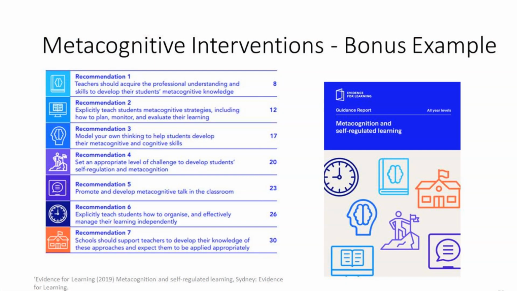Now, a few years ago, Sean Kang and myself updated this document from the Educational Endowment Foundation and situated it into an Australian context. It's called the Metacognition and Self-Regulated Learning Guidance Report, and we were commissioned to do that for the Evidence for Learning group. I recommend you check it out. It's got 7 recommendations here up on screen that you can read through. If you want to know more, just Google the name of the document.